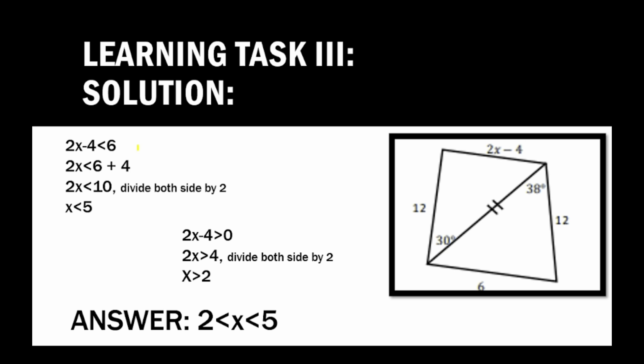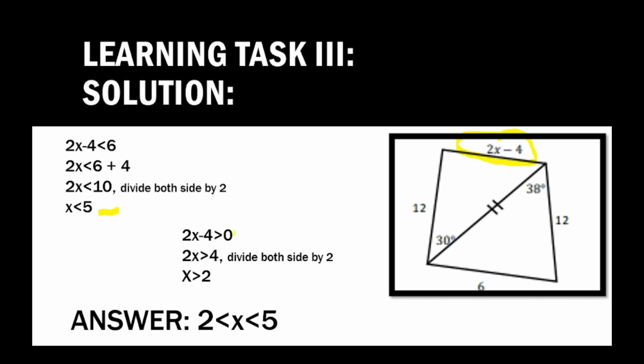So, if 2x minus 4 is less than 6, then we solve, transpose natin yung 4, 2x is less than 6 plus 4. So, 2x is less than 10, then divide both sides by 2, we have x is less than 5. So, if x is less than 5, no, then kuha tayo ng measure ng isang side, ito lang naman yung may value ng x, so isolve natin to.